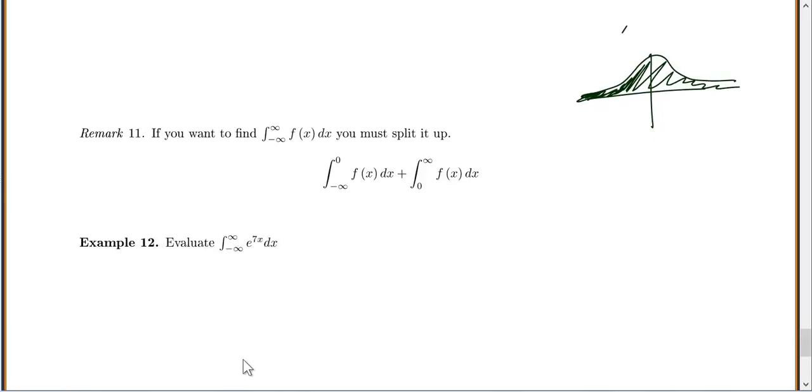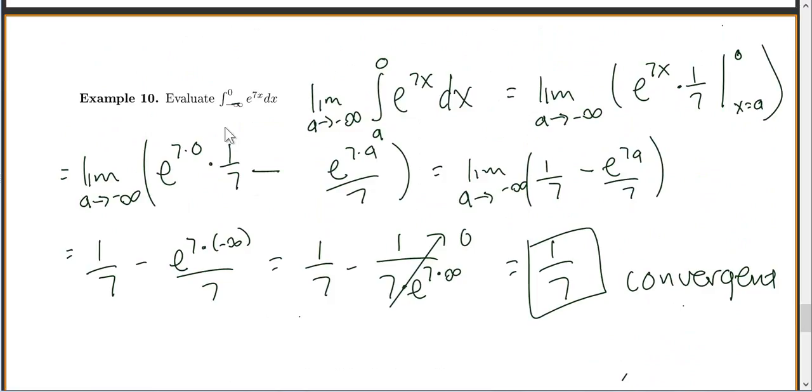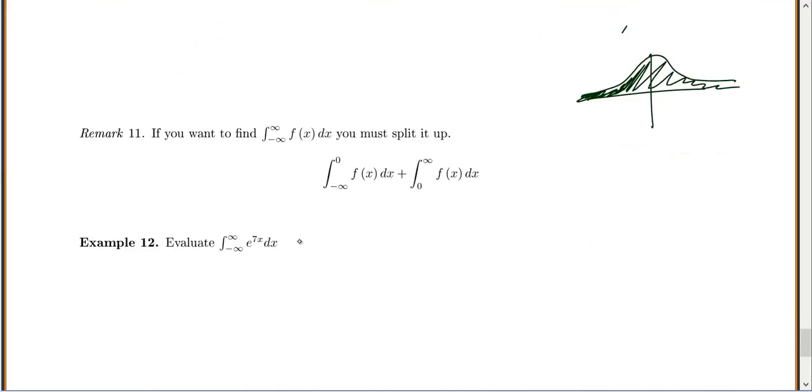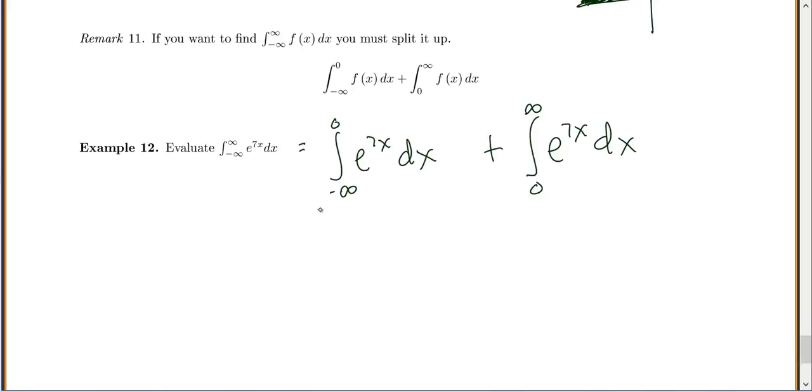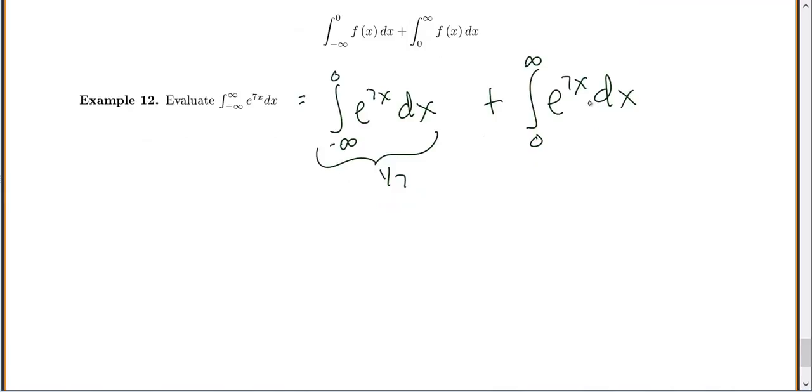So here's one example. We want to integrate from negative infinity to infinity of e to the 7x dx. Notice that's what we just did right here, except here we did negative infinity to 0. Now we want to do it all the way to positive infinity. So this is going to be the integral from negative infinity to 0 of e to the 7x dx, plus the integral from 0 to infinity of e to the 7x dx. We did this piece up above. We know this piece is 1/7.